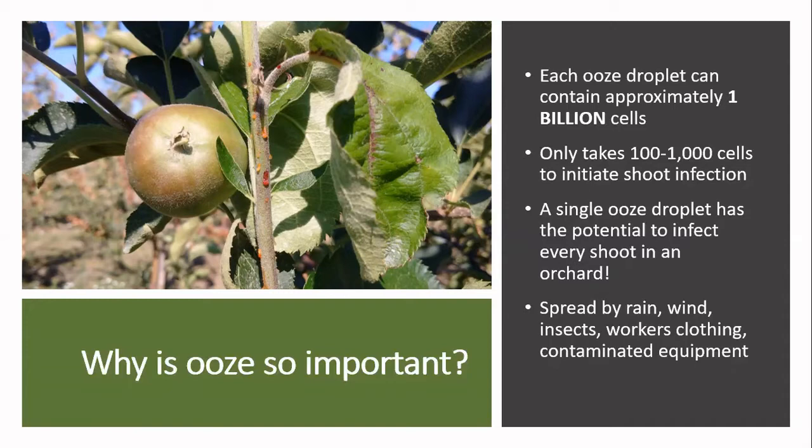So it can be spread by rain, by wind, by insects, by contaminated clothing or equipment. Think of a fly landing on that droplet and how easy it would be for that fly to spread thousands of cells from place to place with the amount of landing that it does on all of the plant tissue.